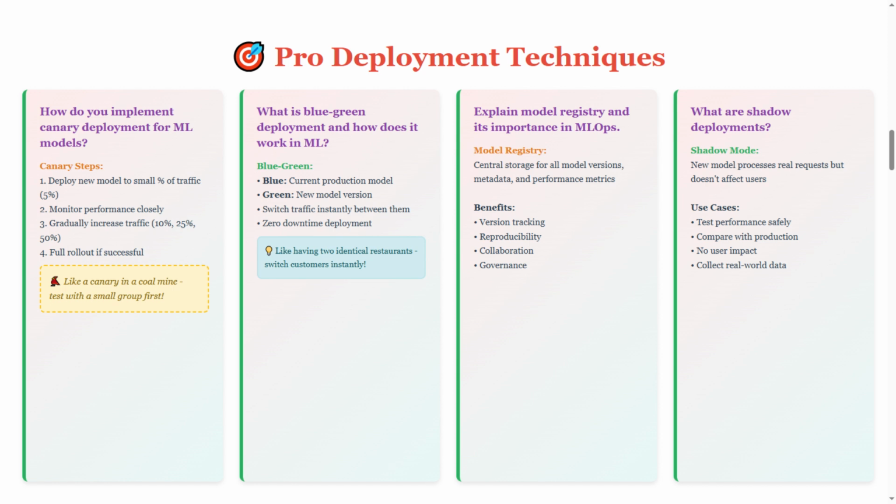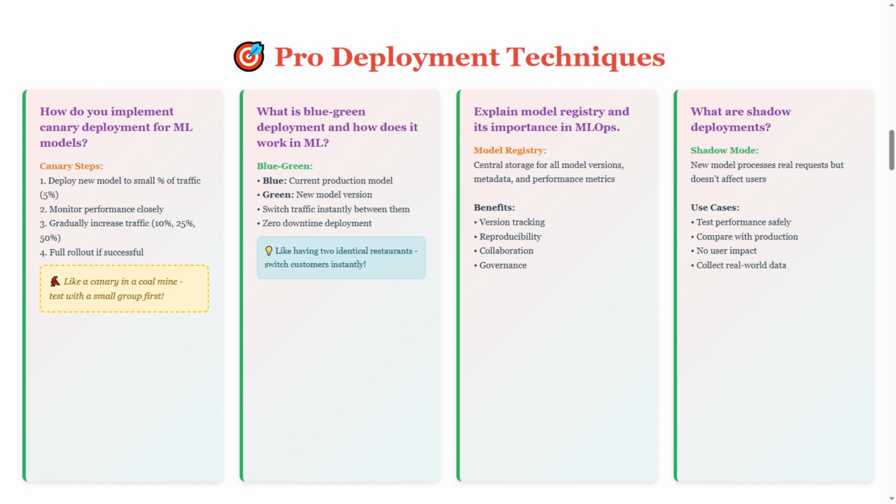Full rollout if successful. The analogy section tells us, like a canary in a coal mine, test with a small group first. Second question: what is blue-green deployment and how does it work in ML? In blue-green deployment, blue represents your current production model. Green is your new model version. You switch traffic instantly between them with zero downtime deployment. The tips section reminds us, like having two identical restaurants, switch customers instantly.